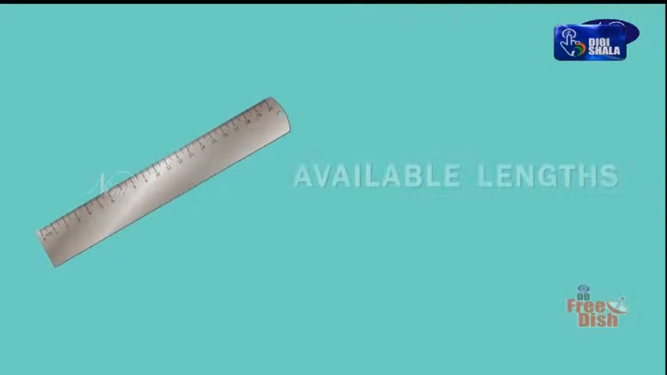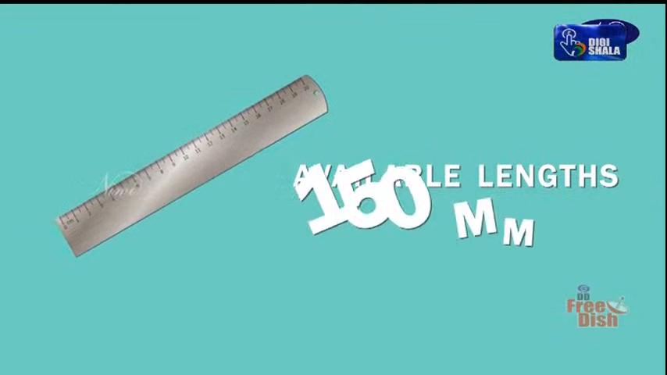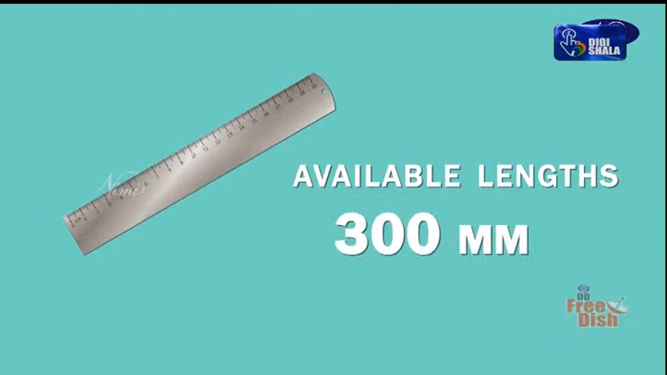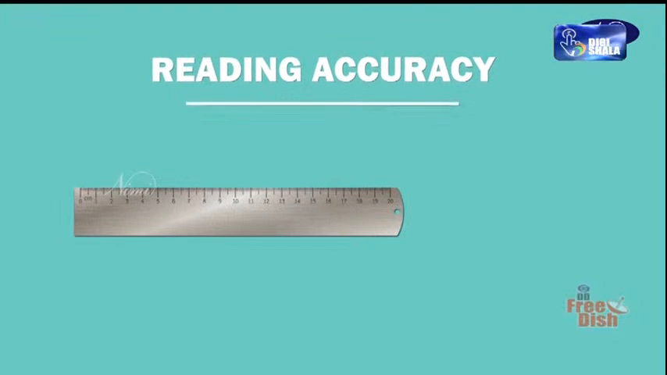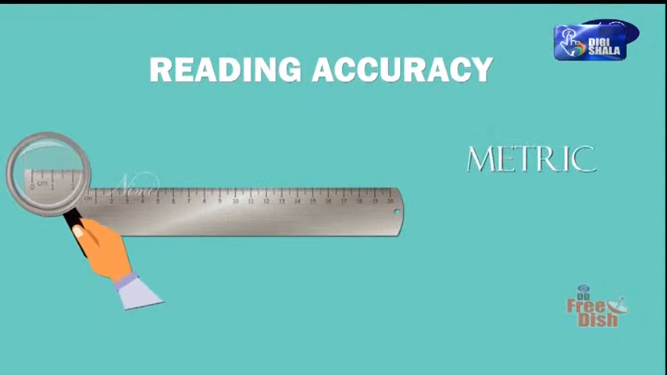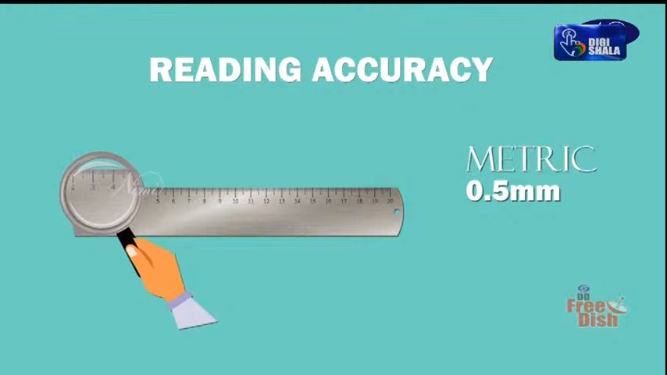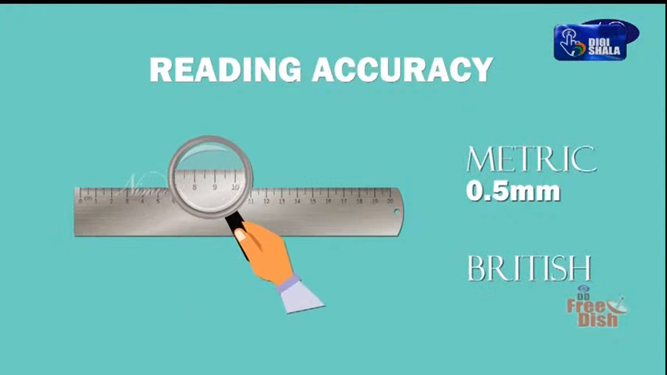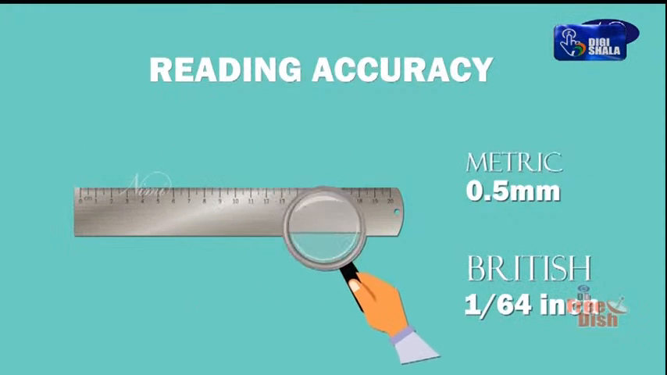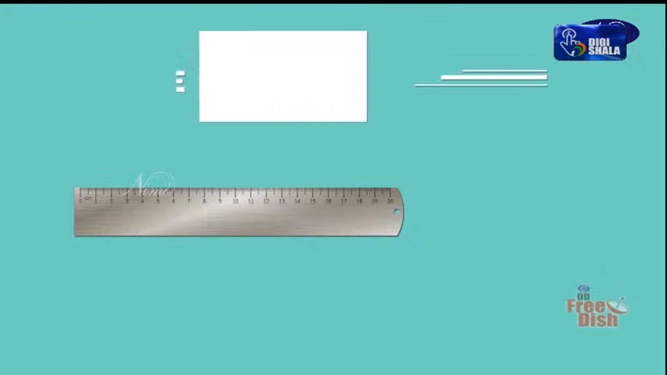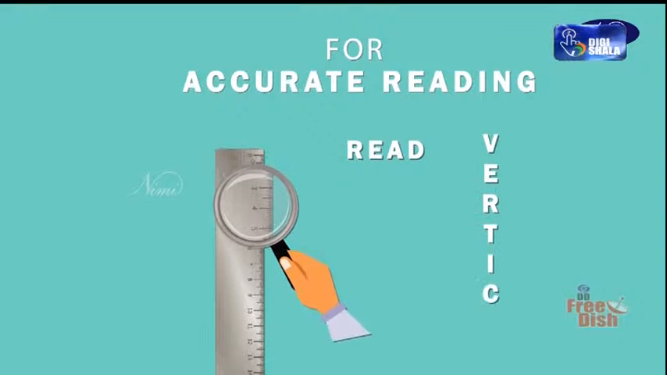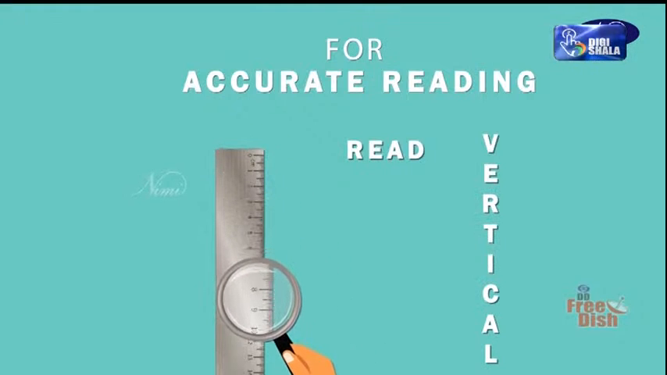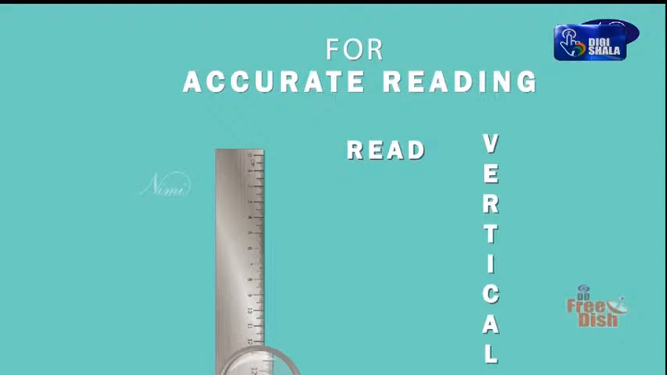These rules are available in lengths of 150 mm, 300 mm and 600 mm. The reading accuracy of steel rule in metric system is 0.5 mm. In British system it is 1/64 inch. For accurate reading, it is necessary to read vertically to avoid errors arising out of parallax.